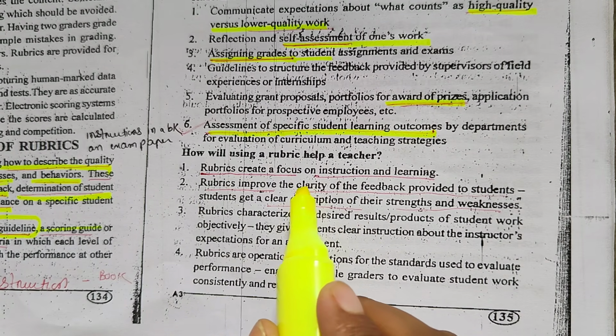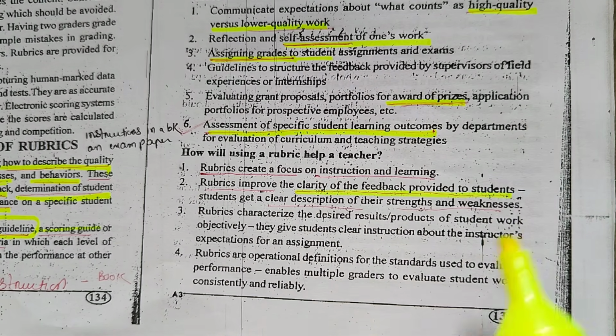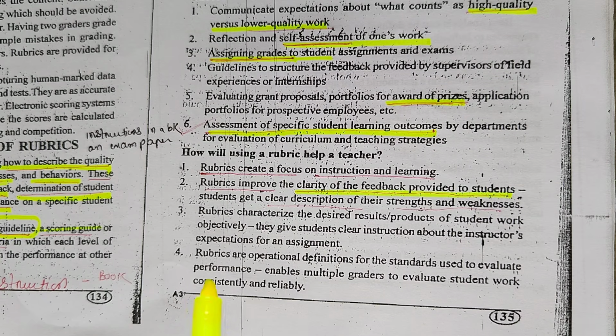Rubrics improve the clarity of the feedback provided to the students, giving a clear description. Students can know their strengths and weaknesses after seeing the teacher's feedback. Rubrics characterize the desired result or product of a student's work. This is all we are studying.